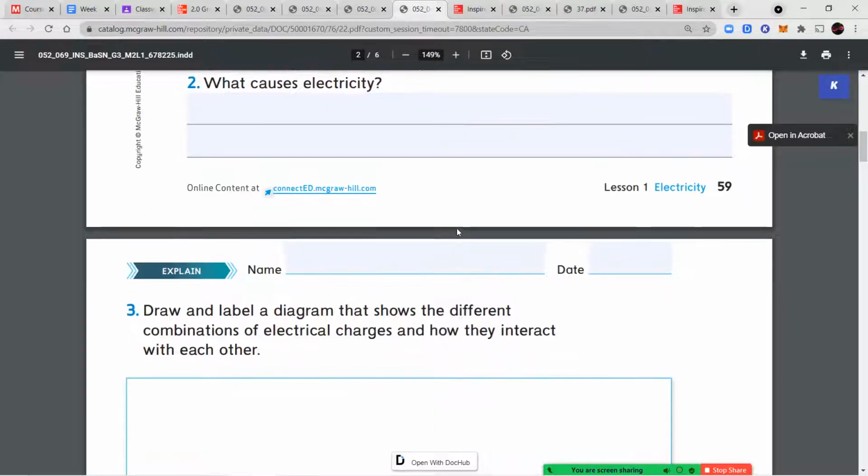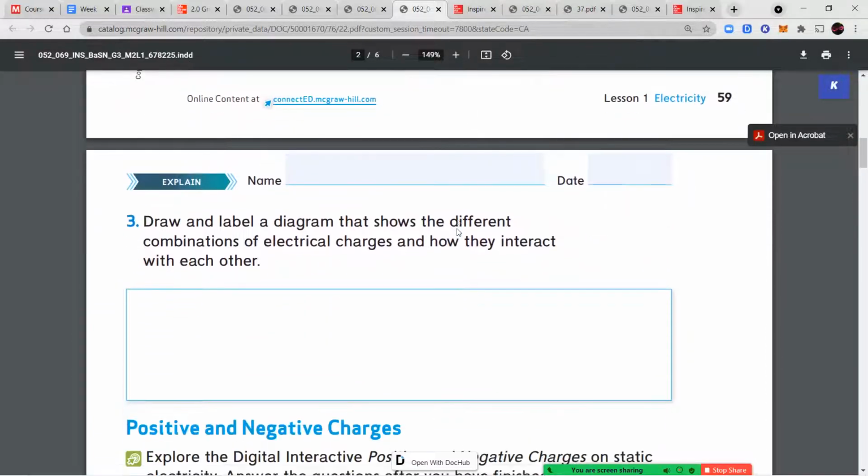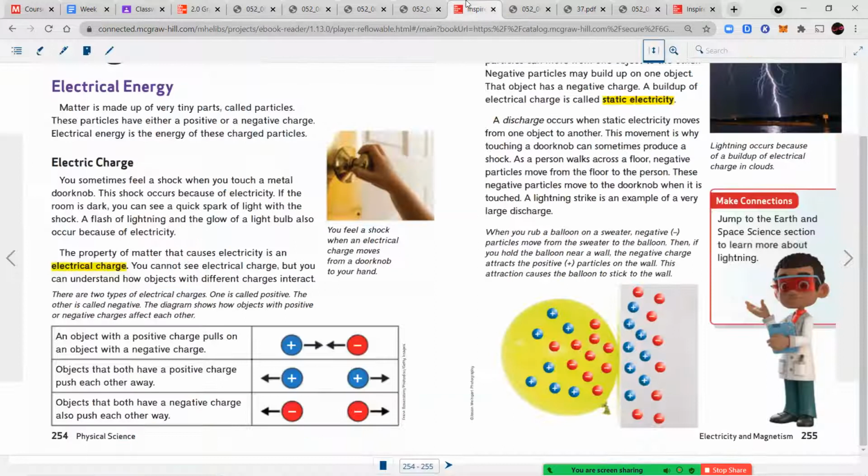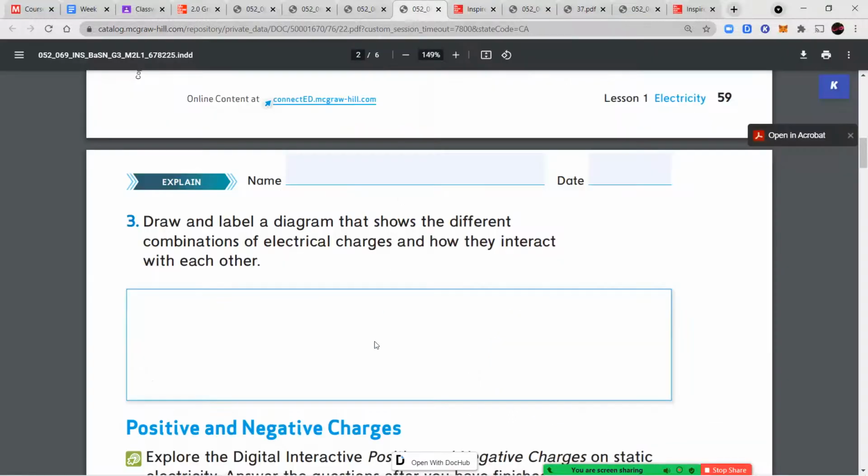Now go ahead and answer the question about what causes electricity. Draw and label a diagram that shows the different combinations of electrical charges and how they interact with each other. So that's going to be this diagram down here with the positive and negative charges, and then the two positive and the two negative.